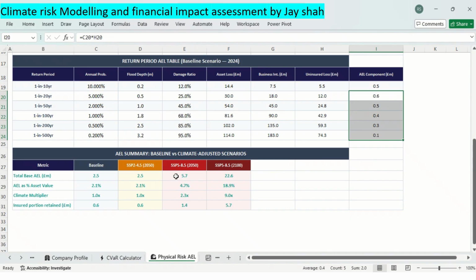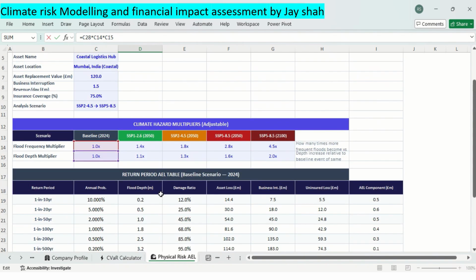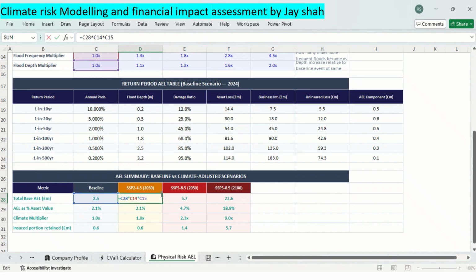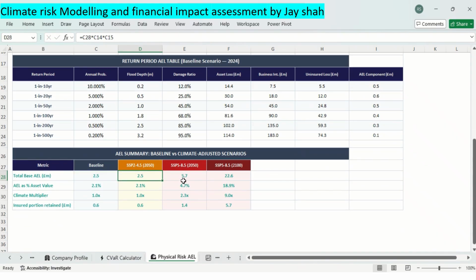So here the total base AEL comes from the multiplication of C28, C14, and C15. So all the baseline needs to be considered, and similarly all the other items. So the total base AEL will be the result.